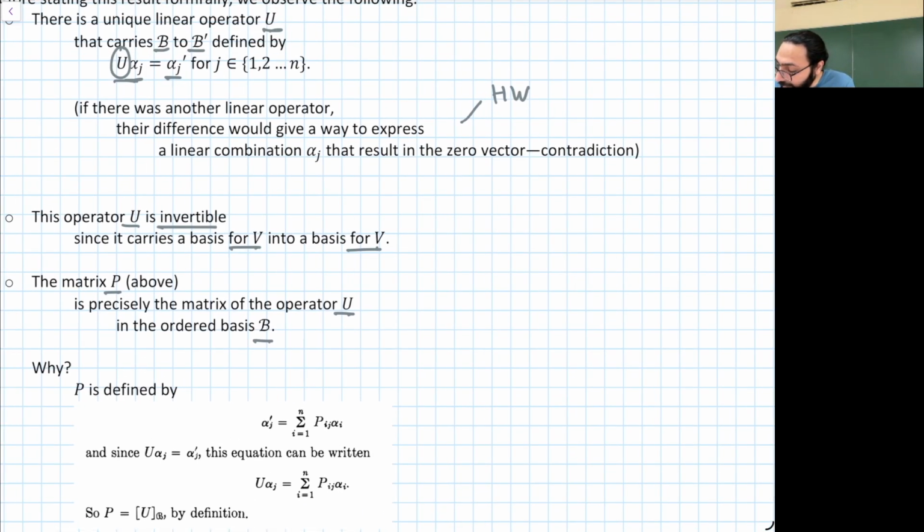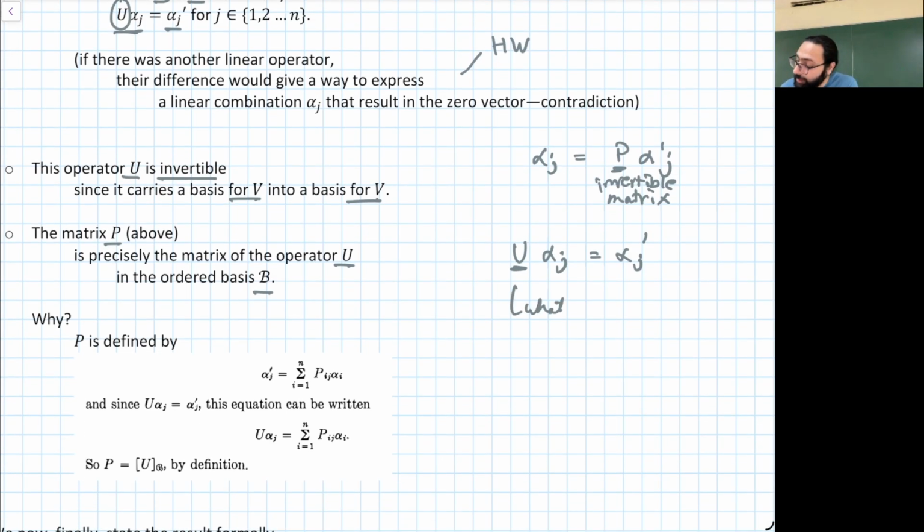So we had earlier stated this, right? We said that alpha j, we can write it as P times alpha prime j. This was a matrix. If these are bases, we knew that they are related by this invertible matrix. Now what we're doing is using the language of operators. We're saying that U acting on alpha j gives you alpha j prime, and this U is unique if alpha j and alpha j prime are bases. And now we are asking, what is the matrix corresponding to U in the basis B? So this is B and this is B prime.